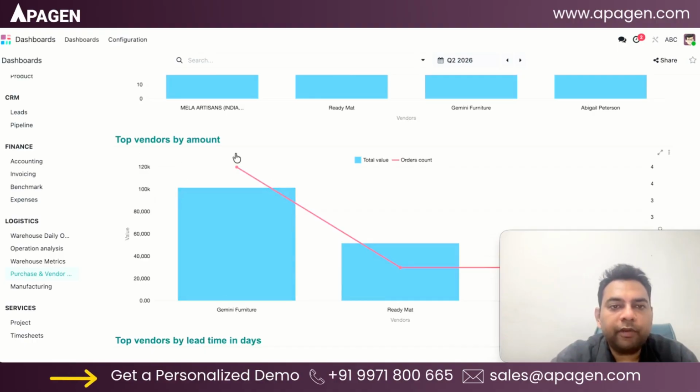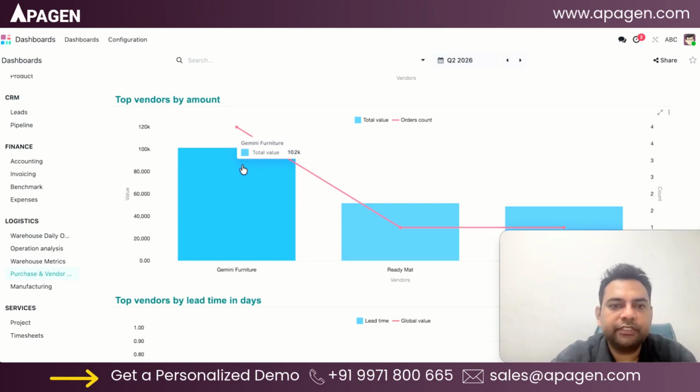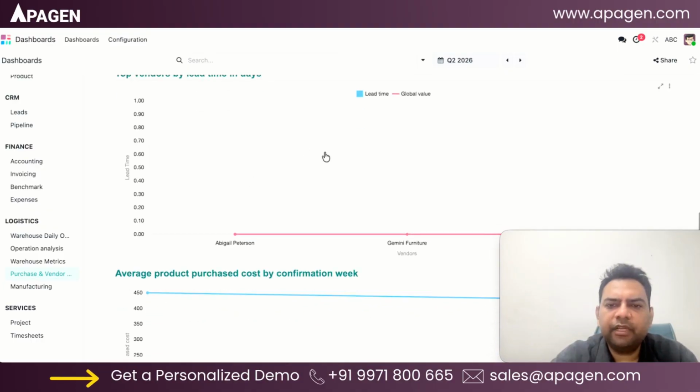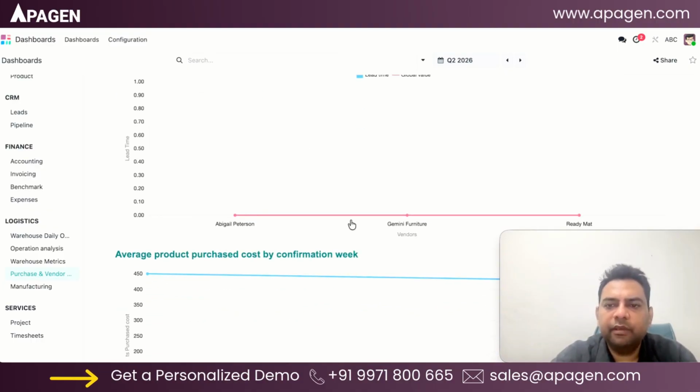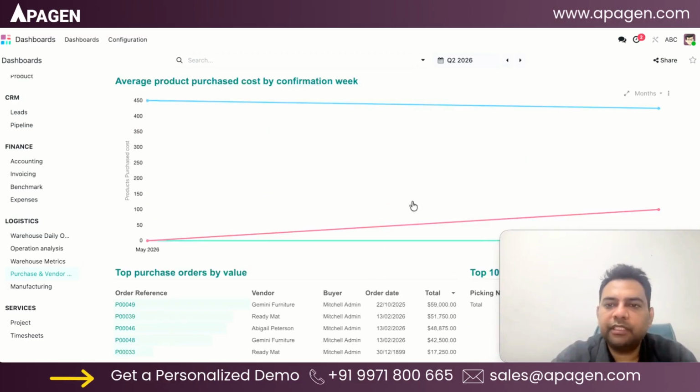What are my top vendors by specific amount? I can see Gemini Furniture having the highest spend with respect to vendor. I can see vendors by lead time in days. I can see most of them have been performing quite well. What has been the average product purchase cost by specific week? I will be able to see that.